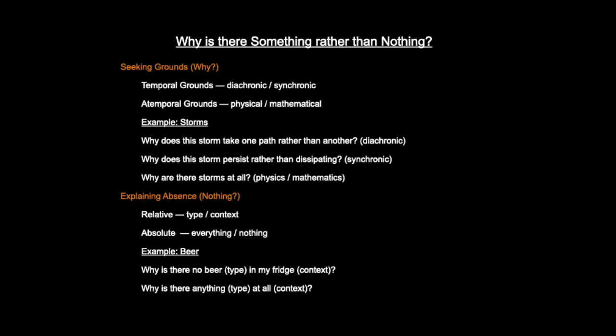This word ground is quite significant, right? What it means is something like a reason for. Like we're asking for the reason why something is the case. And we can break these down into at least two different categories, right? One is to say we can seek temporal grounds. Right? And this is what we're most used to asking when we talk about causes. And we can talk about two kinds here.